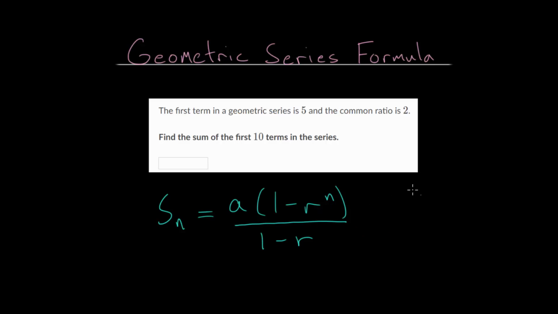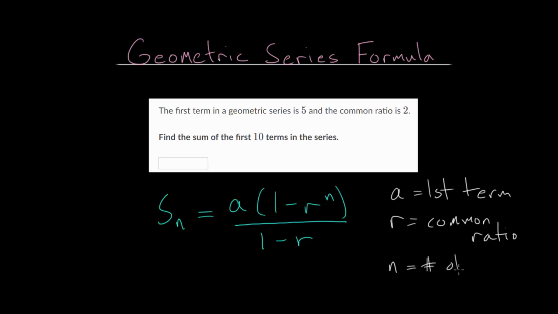So like I mentioned, a is our first term in our geometric series. r is that common ratio. That's the number we multiply by to go from one term to the next. And n is the number of terms in our series. So let's use this information and this formula to be able to solve some different example problems.